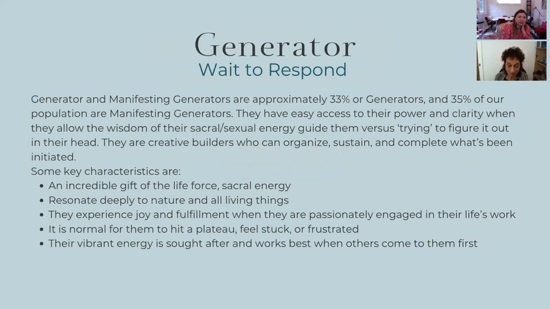So you'll find in your research that some of your generators are manifesting generators. It's about split out of the 70% of the planet. It's 33, 35 that are generators, and some are manifesting generators. And they act very differently. And yet at the core root of it, it's because they have this wisdom of this sacral energy. They have access to this sustaining power. And so in that, they have a similarity.